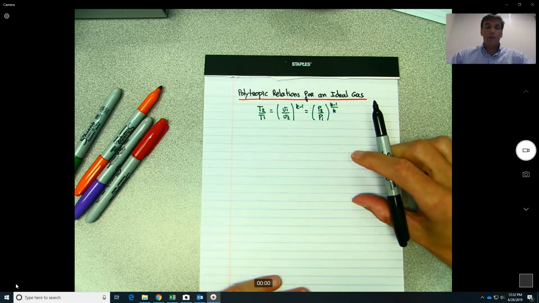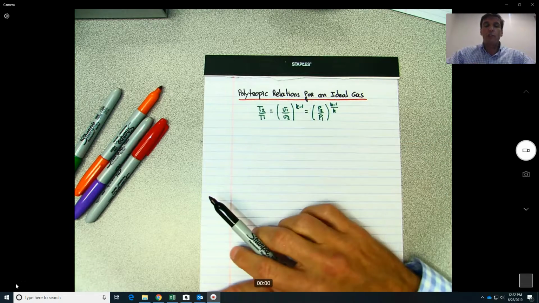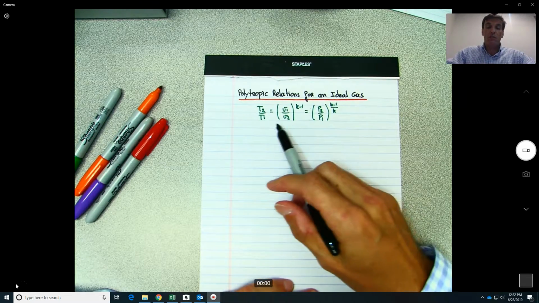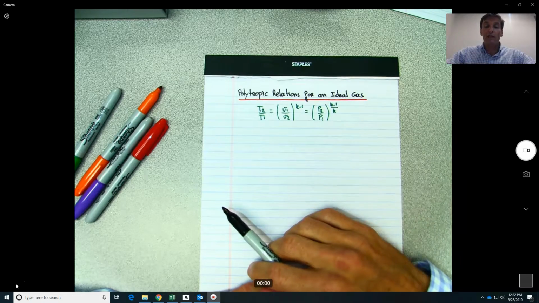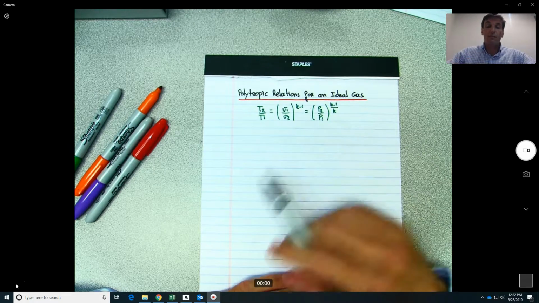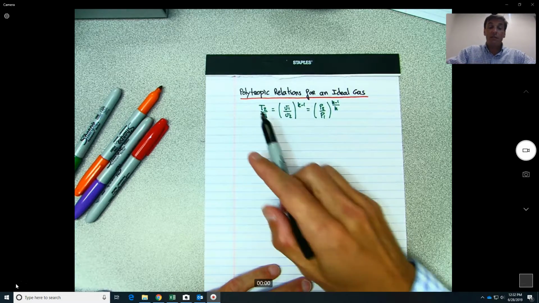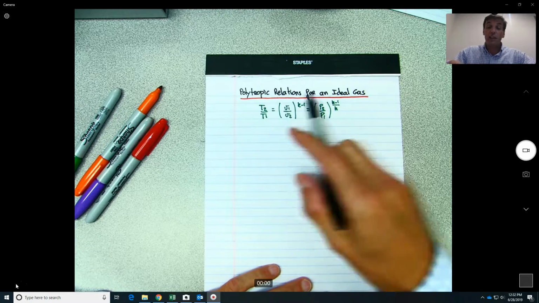Okay, so in this video I'm going to show how the polytropic relations for an ideal gas are derived. You may have seen in textbooks or in some problems that they use these relations that kind of look complicated, but actually this is pretty simple to derive. So everything is based on exactly what the title is saying: polytropic relations and ideal gas.